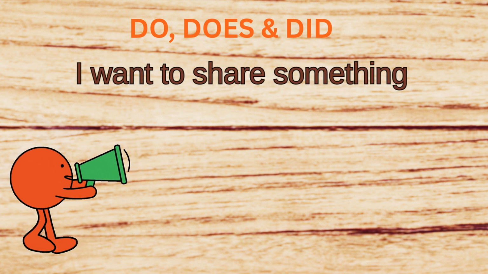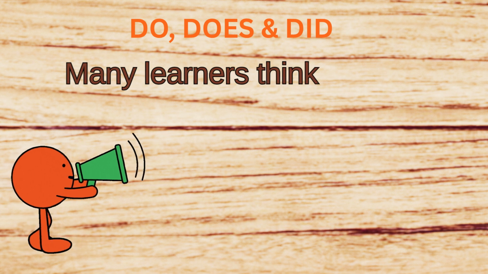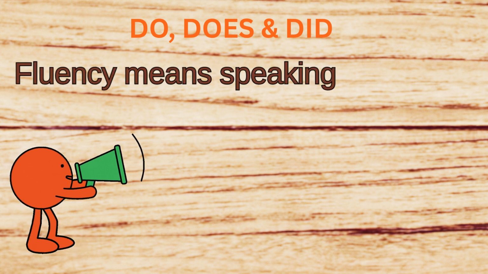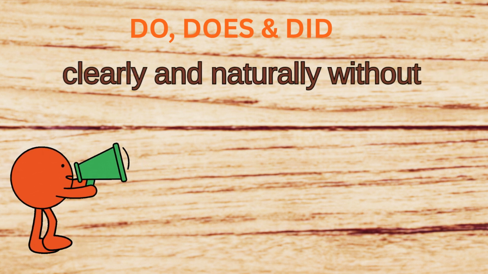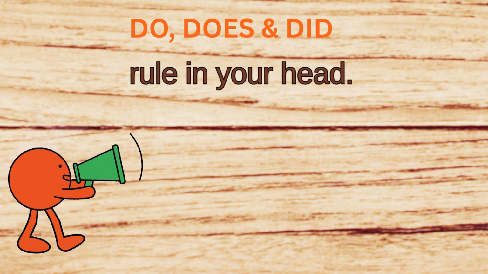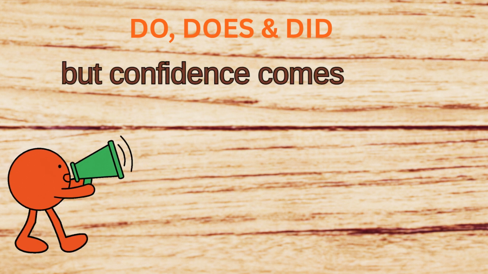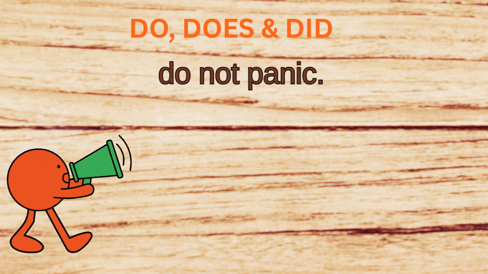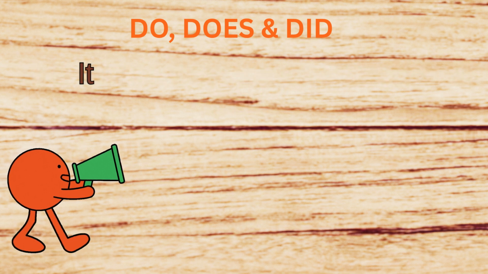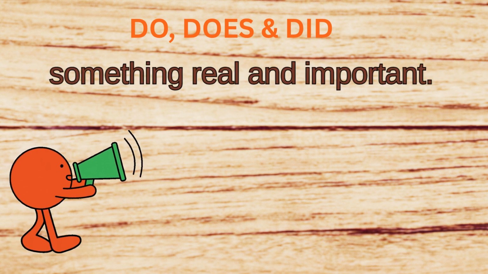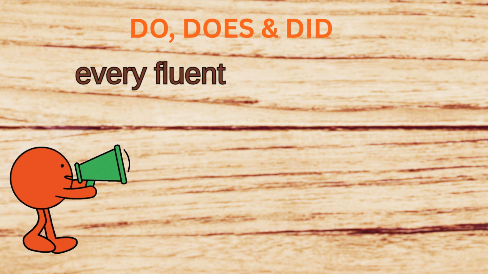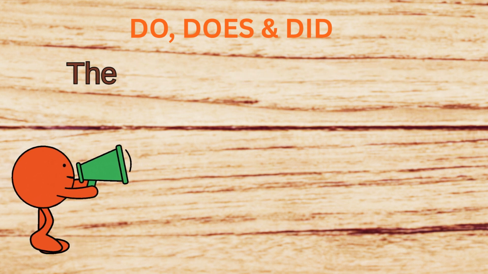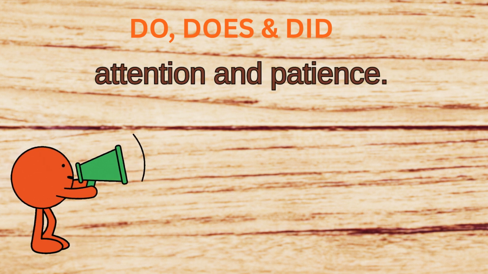Now, I want to share something important about confidence. Many learners think fluency means speaking quickly. It does not. Fluency means speaking smoothly, clearly, and naturally without getting trapped by every rule in your head. Grammar helps, but confidence comes when the pattern becomes familiar. So if do verbs ever confuse you, do not panic. That does not mean your English is bad. It means you are learning something real and important. And remember, every fluent speaker once struggled with the same patterns. The difference is not talent. The difference is repetition, attention, and patience.